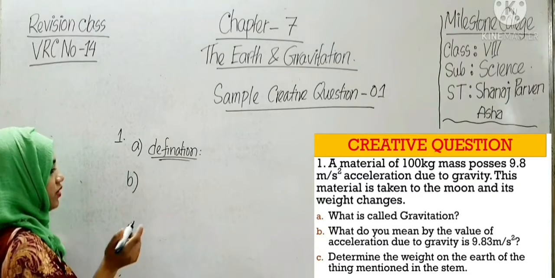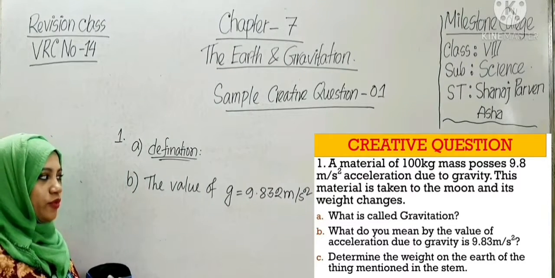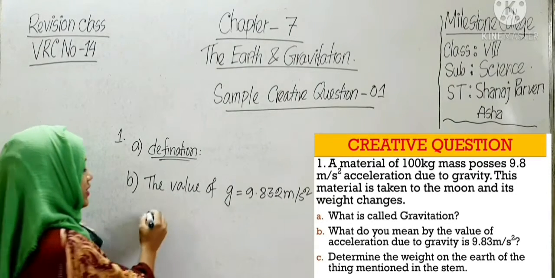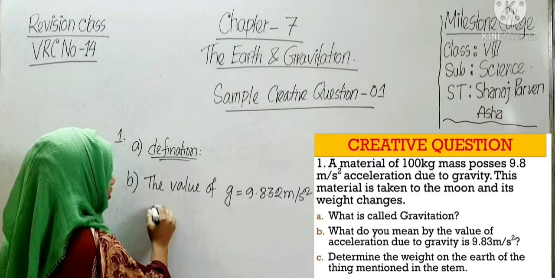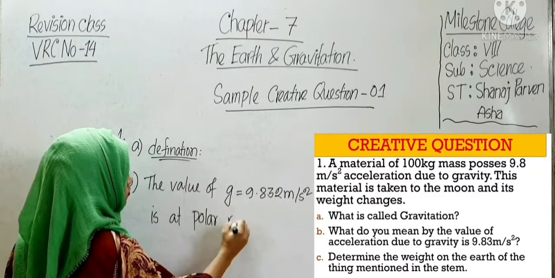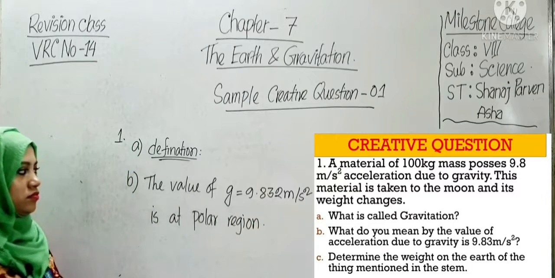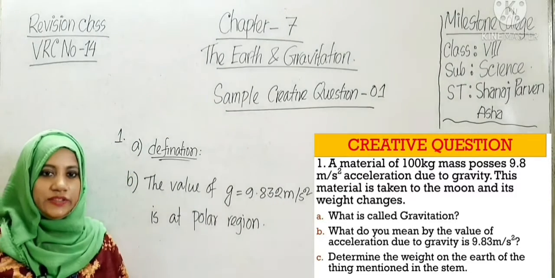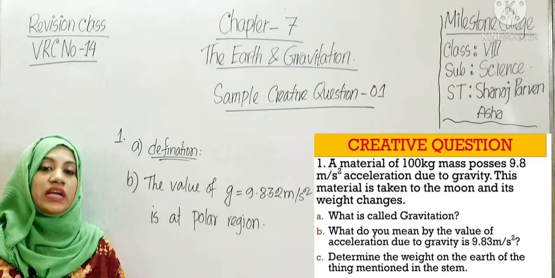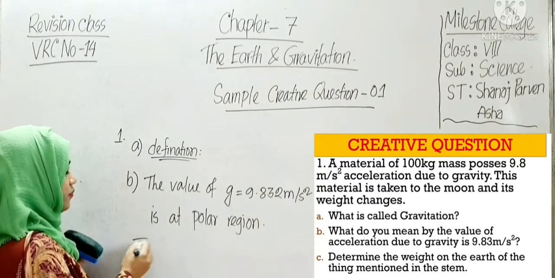Okay. So what will we write? The value of small g is 9.832 meter per second square at the polar region. Got it? This is the knowledge base part, and then you will explain in the second para. In the second para, you will explain.